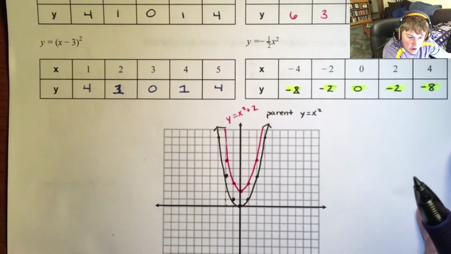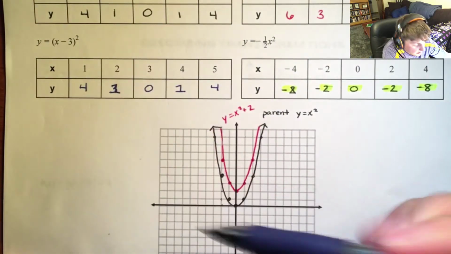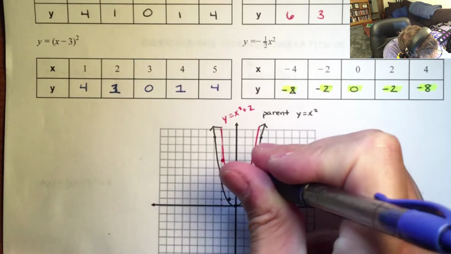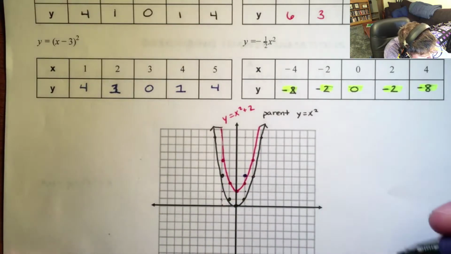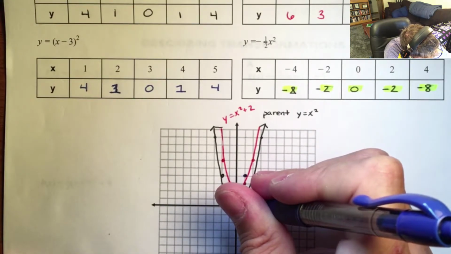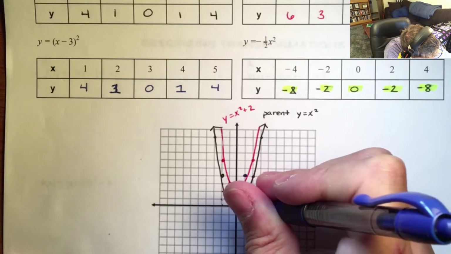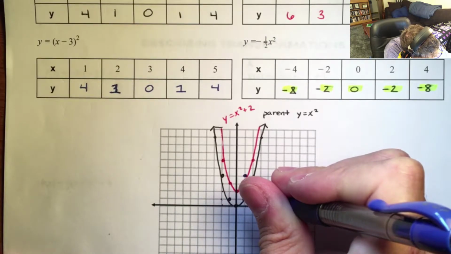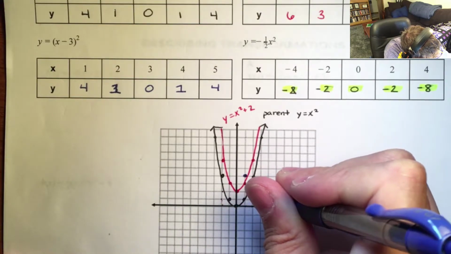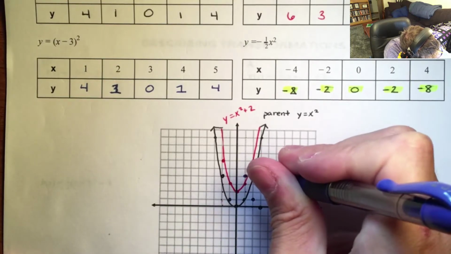Okay, the next one here, we have a -3 on the inside of the parentheses. So let's go ahead and graph these ordered pairs. I start with (1, 4): over 1, up 4. Then (2, 1). And then (3, 0). And then (4, 1). And then (5, 4).